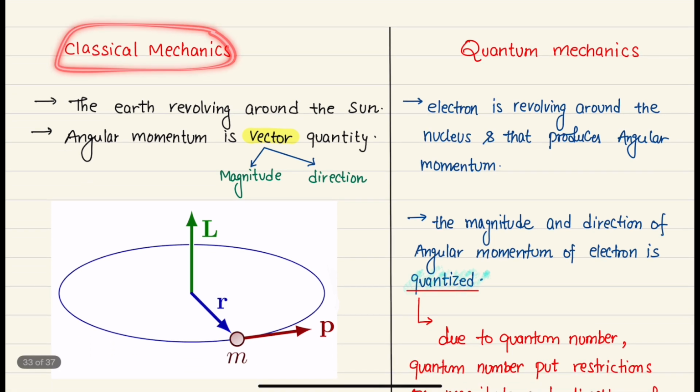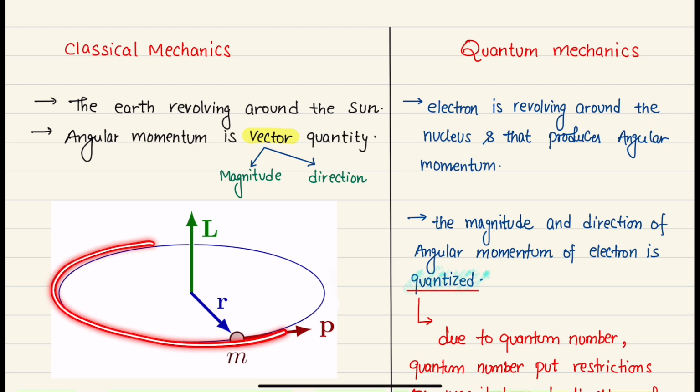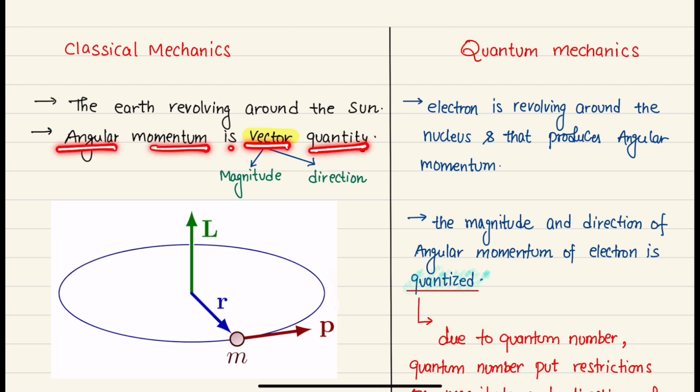In classical mechanics, suppose we have an example like Earth of mass m revolving around the sun. Here at this point you have the sun, and around the sun the Earth is revolving in this plane. Perpendicular to this plane we have the L vector, and this L is your angular momentum, and this P is your linear momentum. Angular momentum is a vector quantity, and vector quantities have both magnitude and direction.